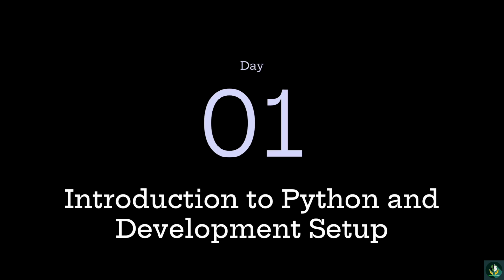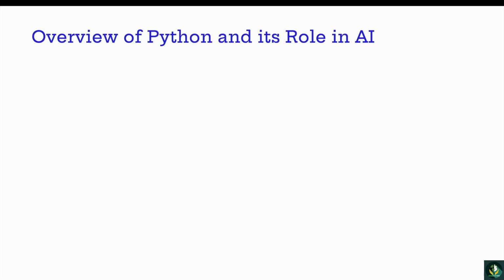Day 1 Introduction to Python and Development Setup. Let's jump into overview of Python and its role in AI. Now, why Python for AI? Python has become the go-to language for AI due to its simplicity, readability, extensive libraries, and supportive community. Libraries like NumPy, Pandas, TensorFlow, PyTorch, and scikit-learn make Python ideal for machine learning and data analysis.